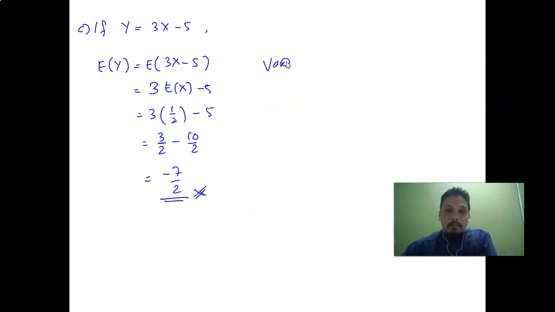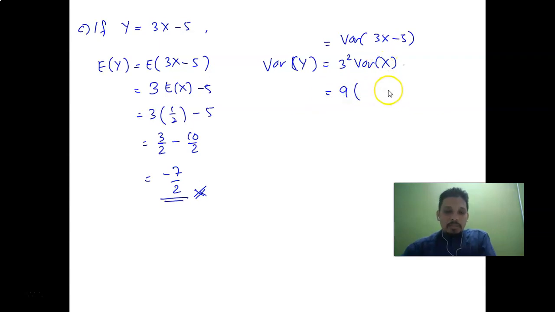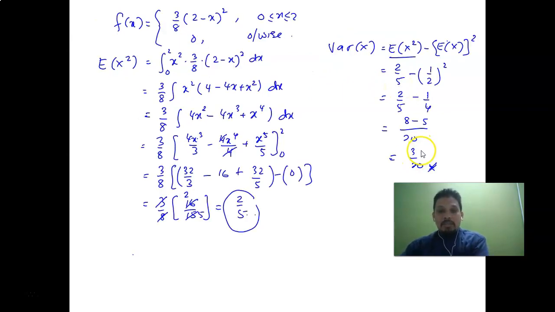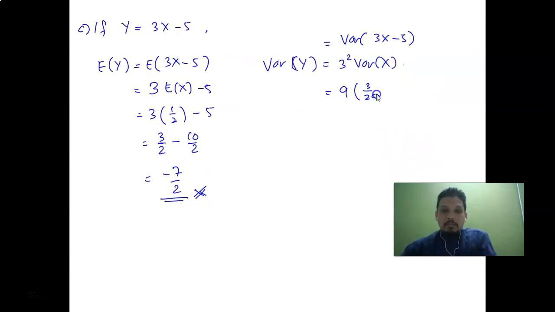Then the variance of y. The variance of y equals 3x minus 5, which is 3 squared times the variance of x. The 5 makes no difference here. So 3 squared equals 9, and the variance of x equals 3 over 20. 9 times 3 equals 27 over 20.